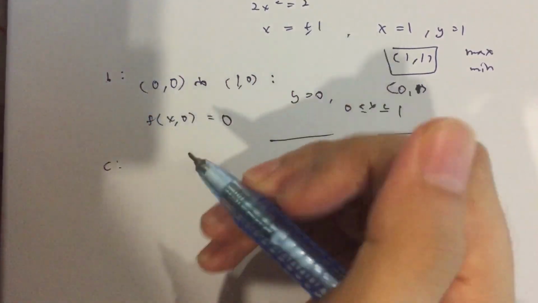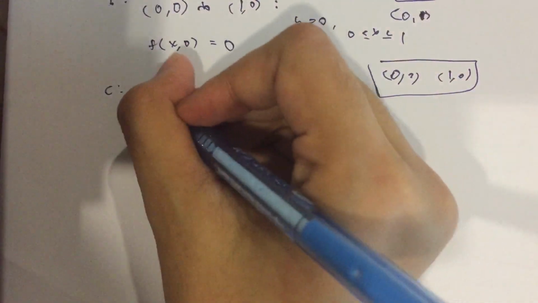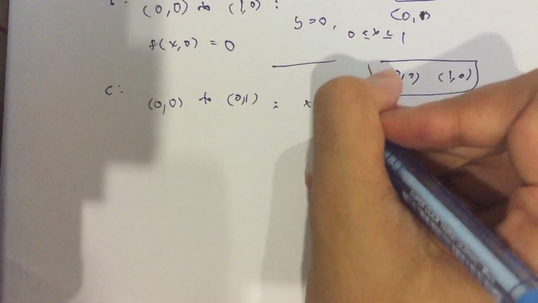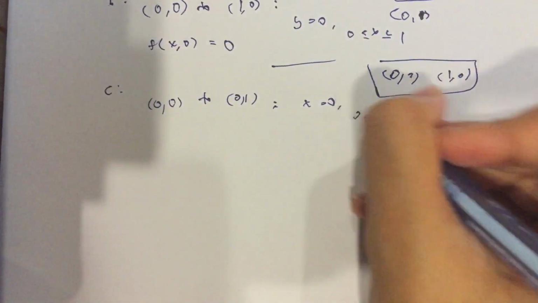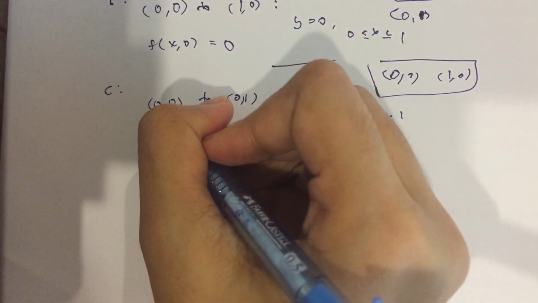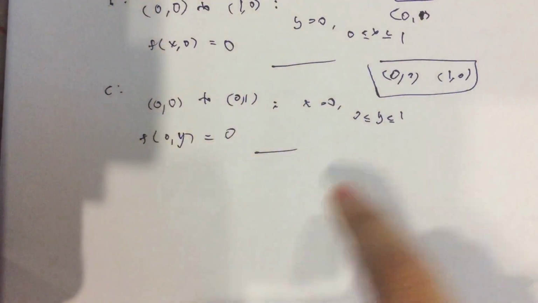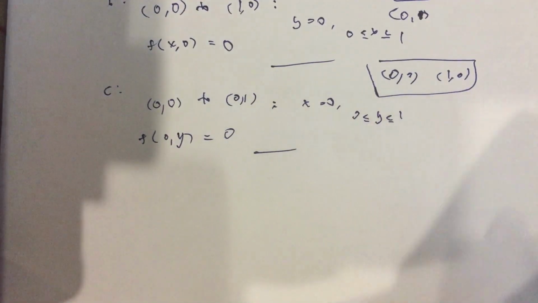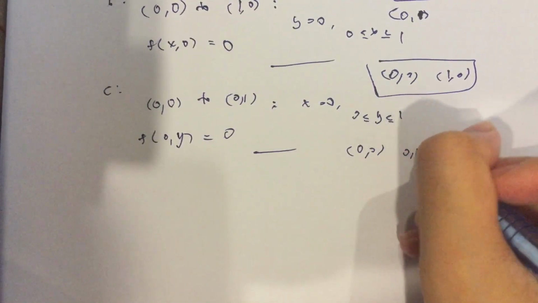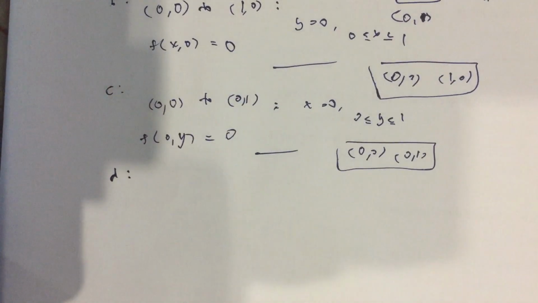So now let's look at boundary C. So boundary C is from 0, 0 to 0, 1. So 0, 0 to 0, 1. Now we have x is equals to 0, and y yang from 0 to 1. This one, okay? So now let's substitute f of 0, y. And then this one also equals to 0, which is the same as the case B. So which means dia punya bucu, which is 0, 0 and 0, 1 can be the maximum and minimum at the same time. So let's look at D.